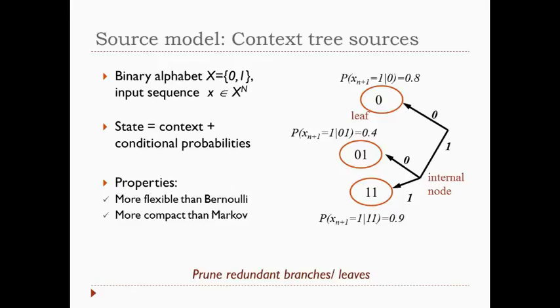This type of source is more flexible than the Bernoulli source where all the input bits are independent. And additionally, in comparison to a Markovian source, which is a full tree, in this case, the context tree source is pruned and often contains far fewer states. That's very efficient for compression.